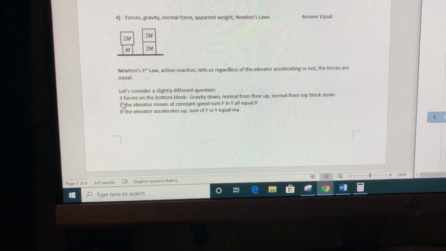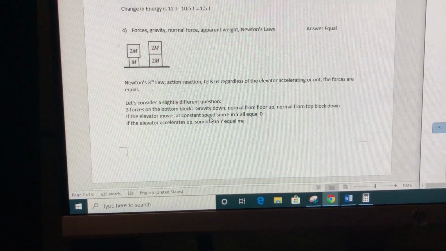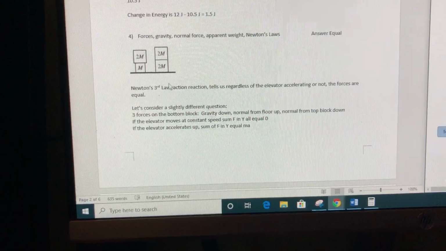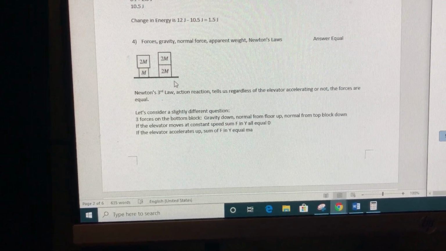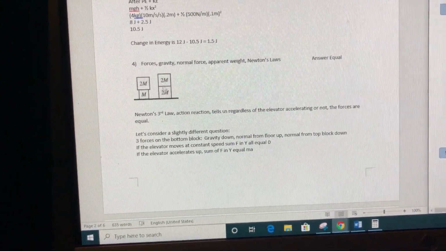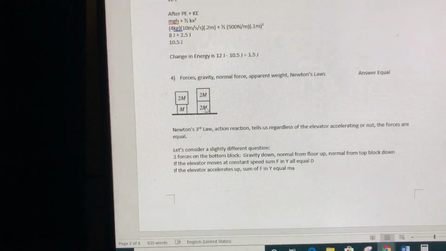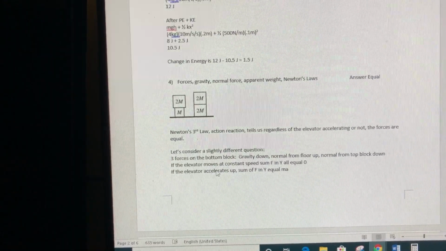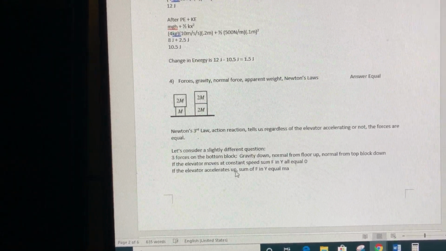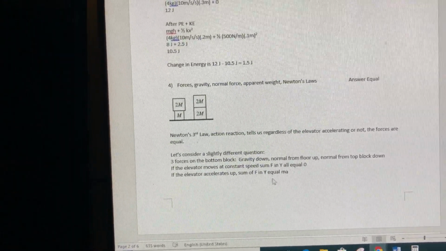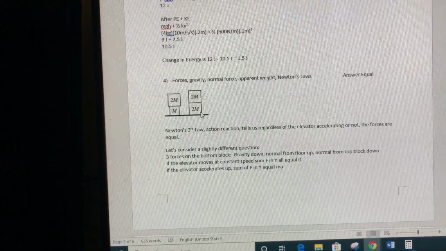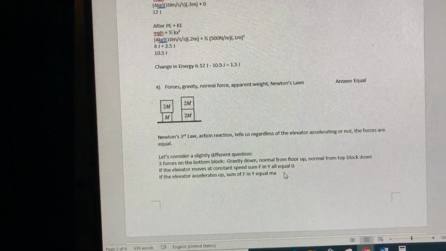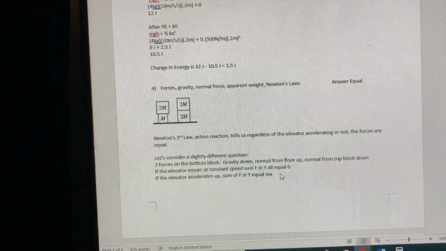going down. If the elevator is moving at constant speed, then the sum of the forces in y must equal 0, right? So somehow all three of those forces must cancel out if the elevator is moving at constant speed. If the elevator accelerates up, then I would set those three forces equal to ma and solve for whatever the problem is asking.